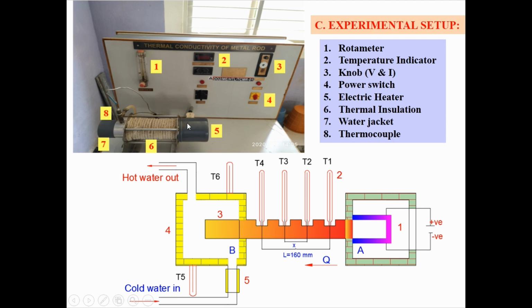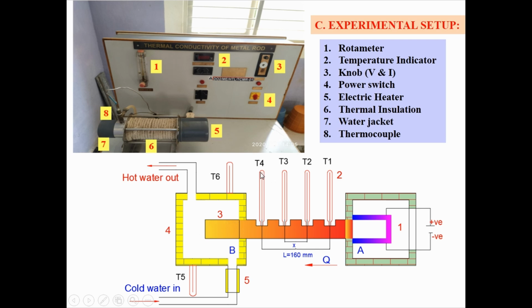This is the heart of the experimental setup. Here there is an aluminum rod. One end of the aluminum rod is connected to the electrical heater and the other end is connected to the water jacket. For better understanding, I have drawn the schematic view here. You can see, as I told you, there is an aluminum rod. One end is connected to the electrical heater and the other end is connected to the water jacket.